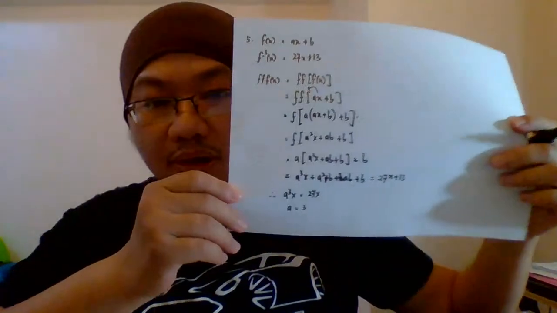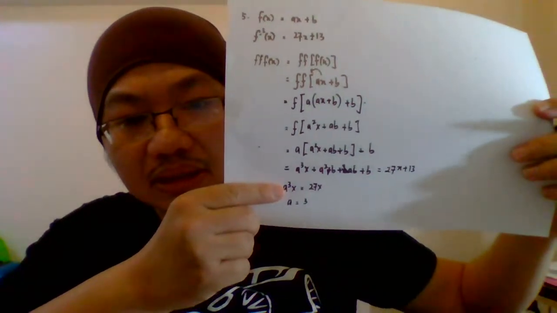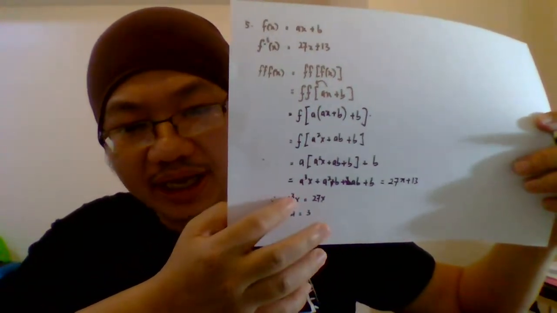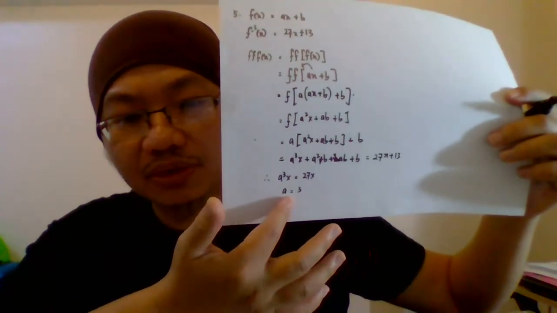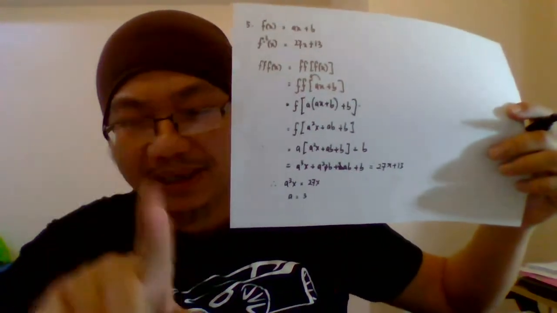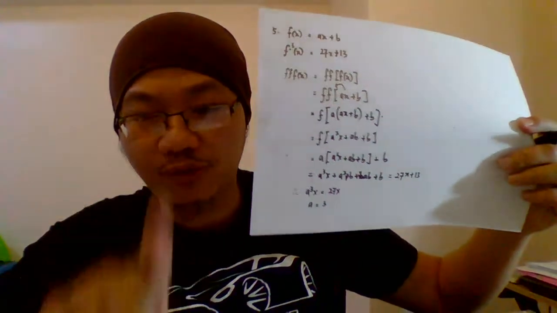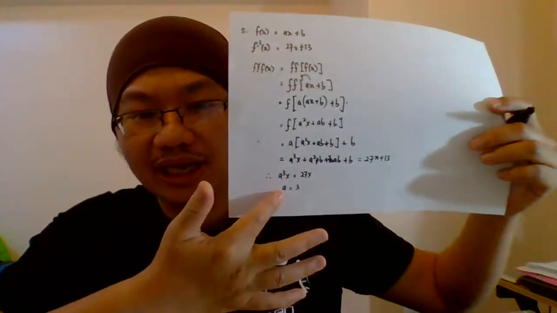That's what we call comparing function, comparing the value of the function. So A cube X equals 27X, so A equals 3. Since X cancels on both sides, A cube equals 27. Cube, move it here, becomes cube root. So the cube root of 27 is 3. Not plus minus 3. Plus minus 3 is only for square root. Always remember that. So A equals 3. Got A. Please double check the answer at the back.